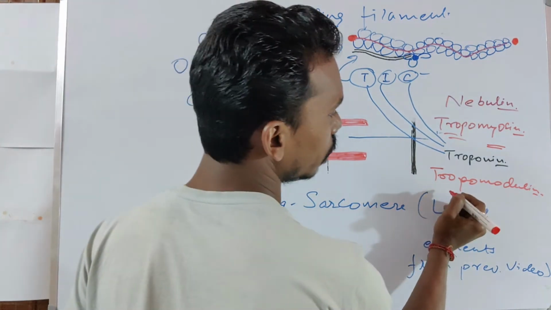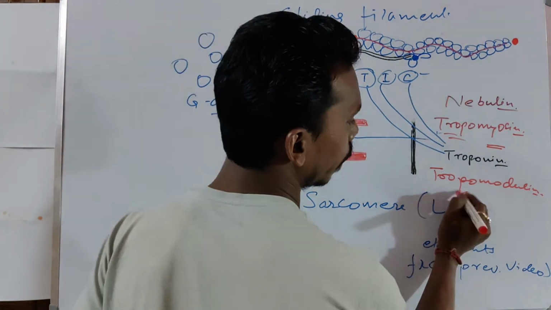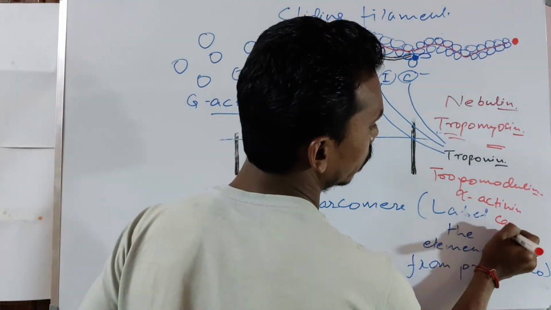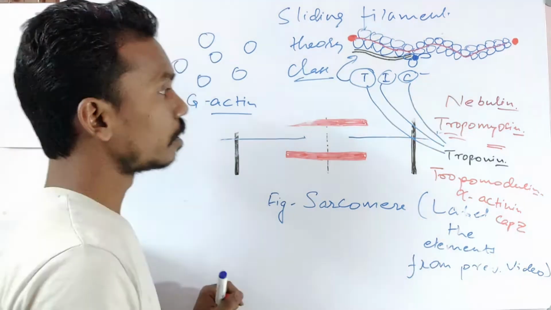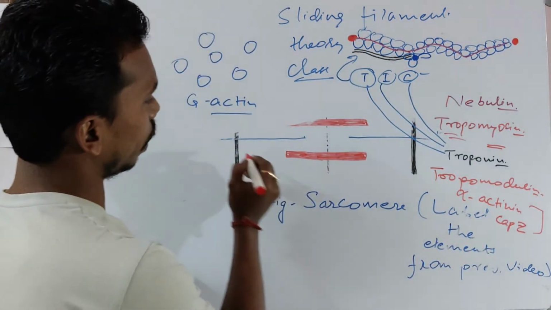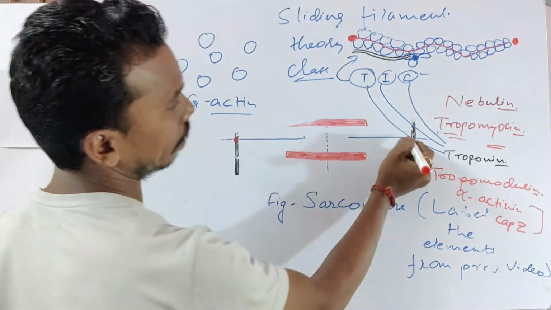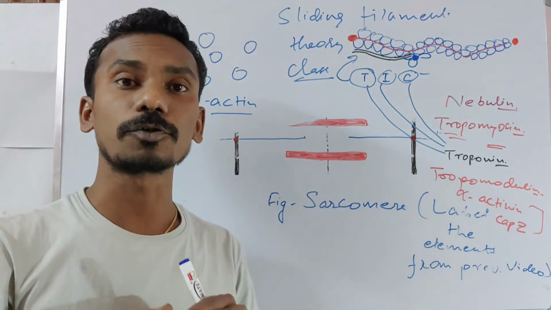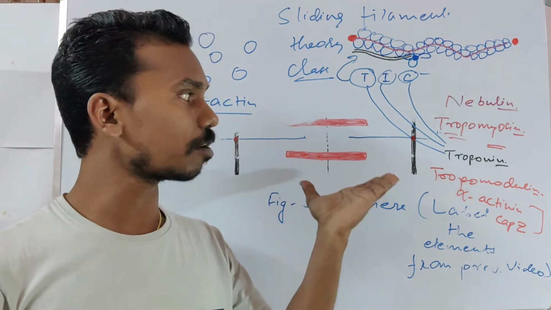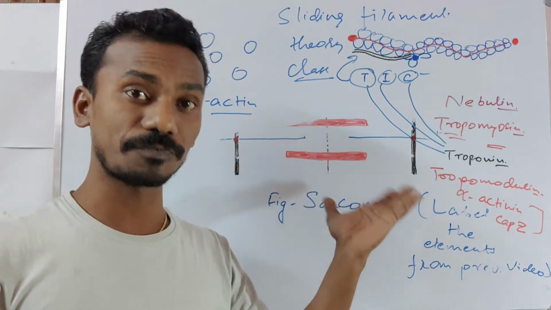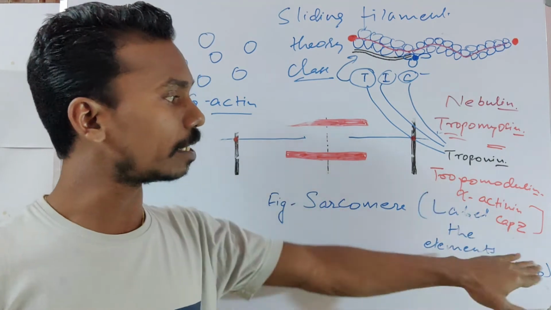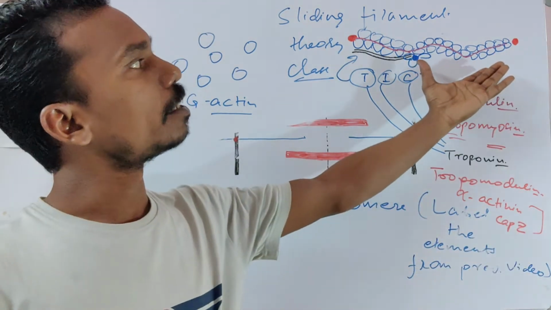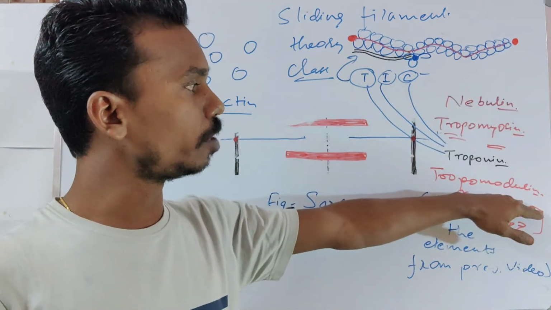There are some other proteins in the actin microfilament also, like alpha actinin and CapZ. These two proteins are present in the Z line to make the actin microfilament stable. The structure of this actin microfilament is kept stable by these proteins, alpha actinin and CapZ. The length is going to be defined by tropomodulin.